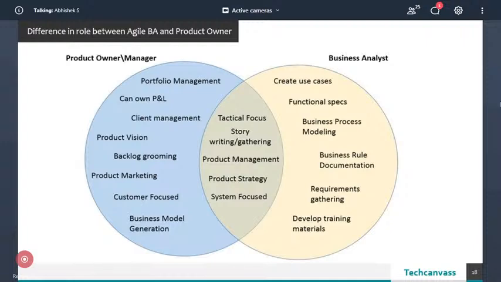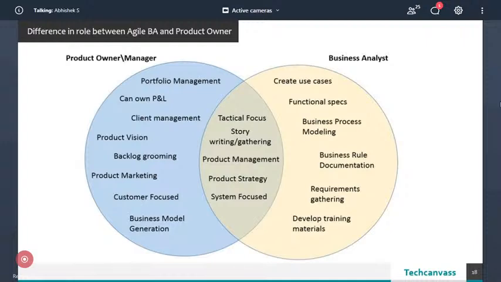So a business analyst, when they understand what the need or the product vision is, would also have a proper tactical focus on what needs to go ahead, and how and when you might want to launch something out in the market. So there is this overlap that happens with both the roles. Again, story writing or gathering can be done by the product owner as well as a business analyst.